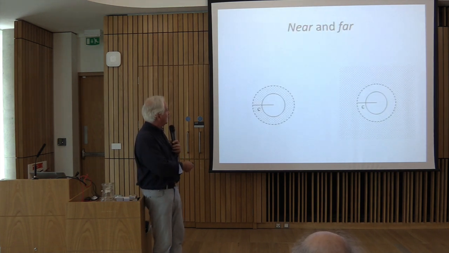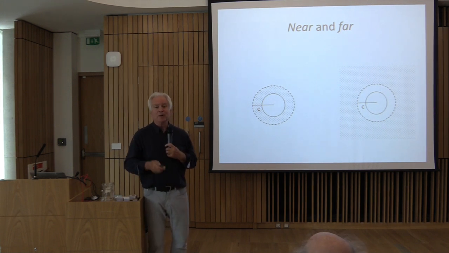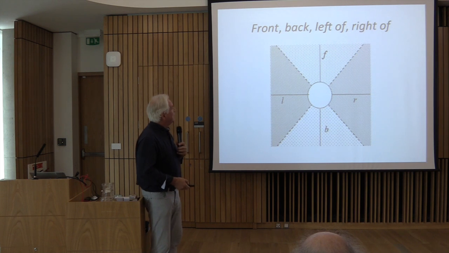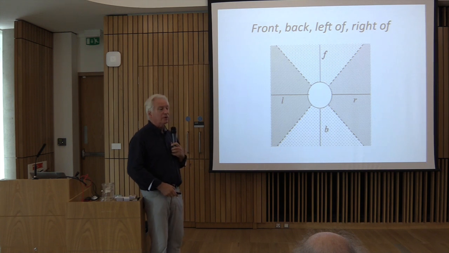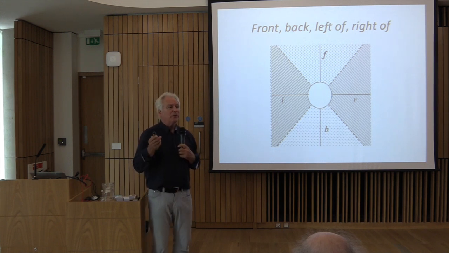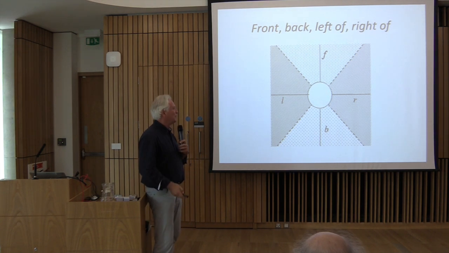Near and far. Near means contextually dependent distance from the landmark, and far is everything outside here. Again, both regions are convex in polar coordinates. Front, back, left of, and right of are all convex in terms of polar coordinates. The preposition between is an exception. We have problems with between, so that's a possible exception.